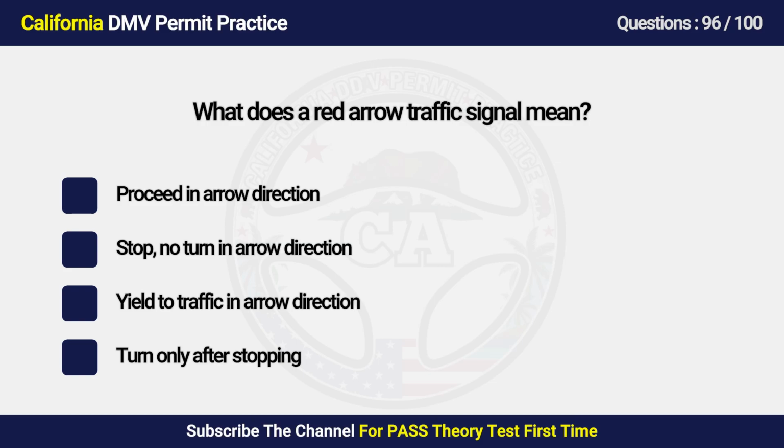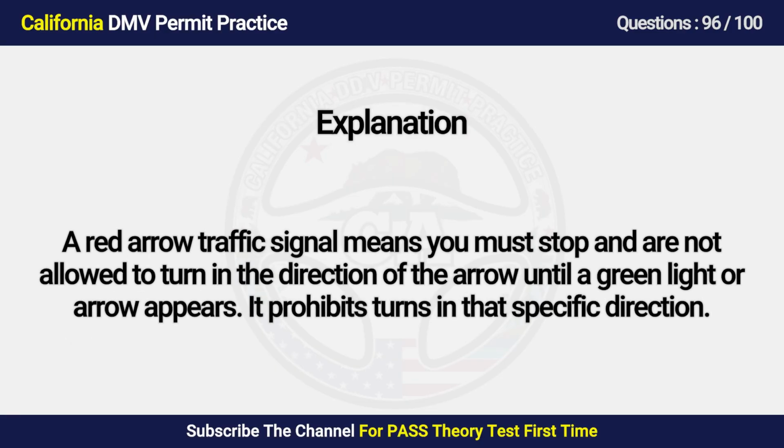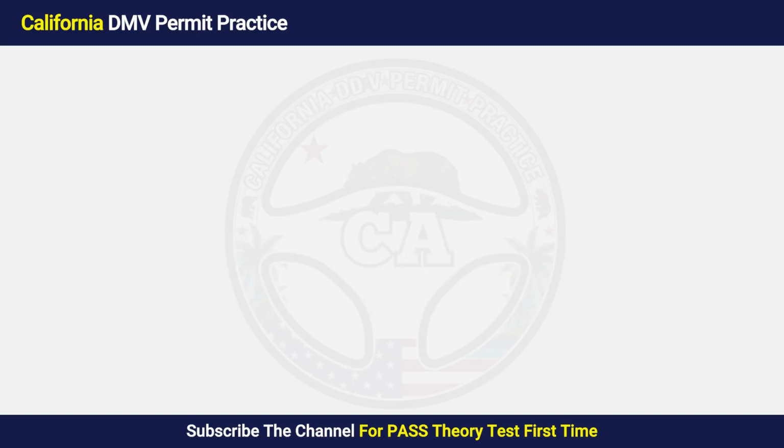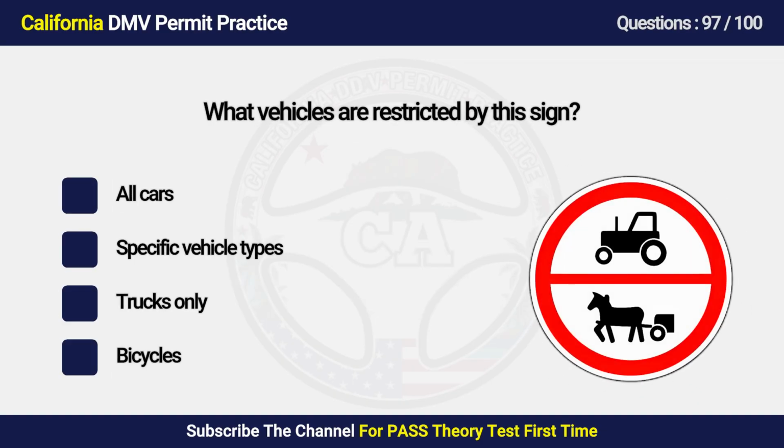A. Proceed in arrow direction. B. Stop, no turn in arrow direction. C. Yield to traffic in arrow direction. D. Turn only after stopping. Answer is B. Stop, no turn in arrow direction. A red arrow traffic signal means you must stop and are not allowed to turn in the direction of the arrow until a green light or arrow appears. It prohibits turns in that specific direction. Question 97. What vehicles are restricted by this sign?